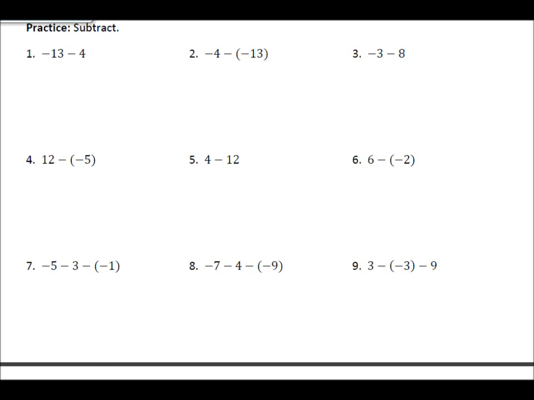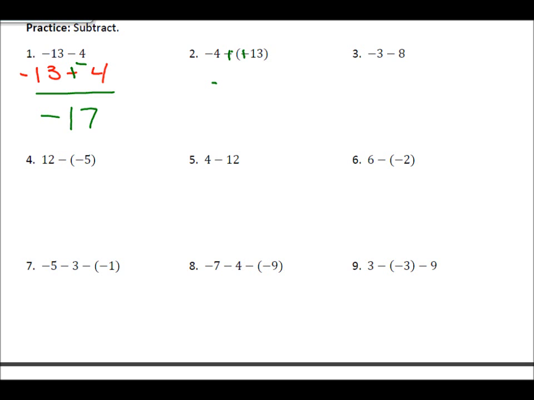Okay, so I'm going to write this. Negative 13 minus 4. So again, we're going to add the opposite. So I'm going to say plus negative 4. So here I now have the same sign, so we're going to add them and keep the sign. So negative 13 plus 4 is 17. We keep the negative.